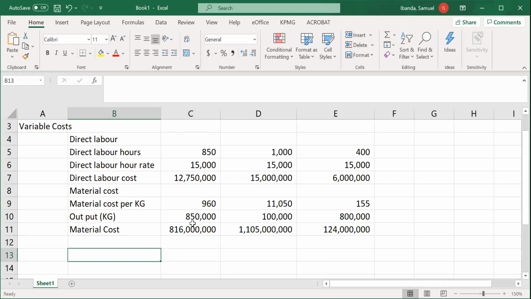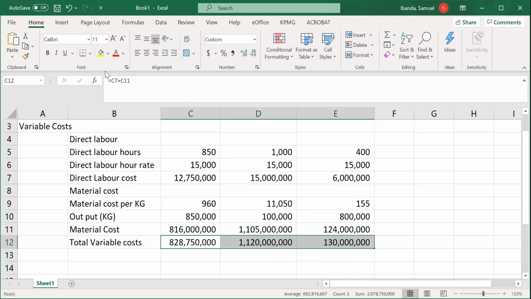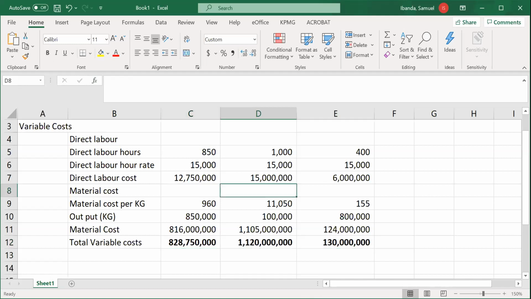So once we have these figures, like I said, these are our direct material costs. So we can go ahead to add the two figures together, which you can call total variable costs. This added to this. So those are the different variable costs we have, our total variable costs.